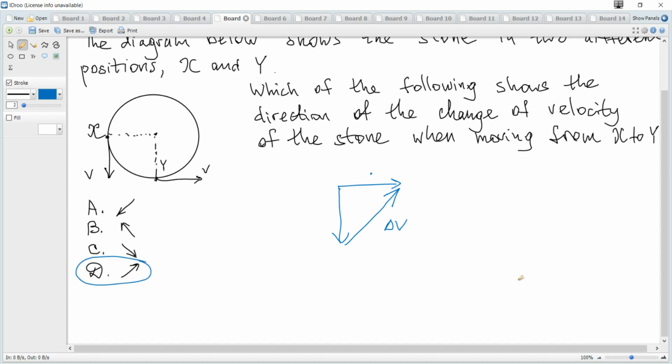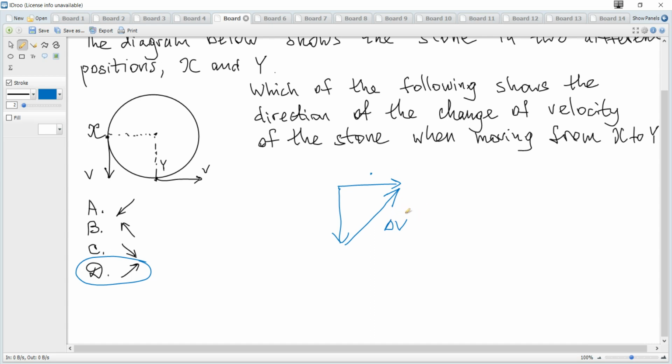And notice that if you need the change in a scalar quantity, a scalar has only magnitude and no direction. You just consider the final value minus the initial value, and that's all. But if you need the change in a vector quantity, you should consider the difference of two vectors.